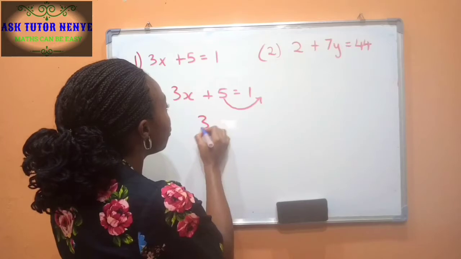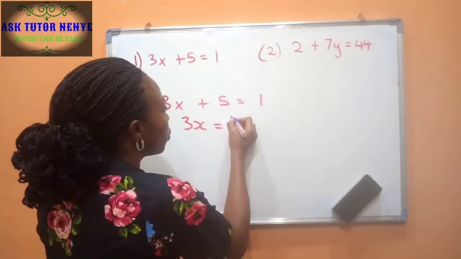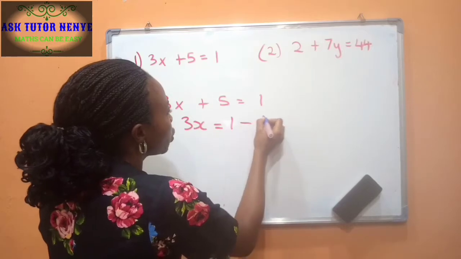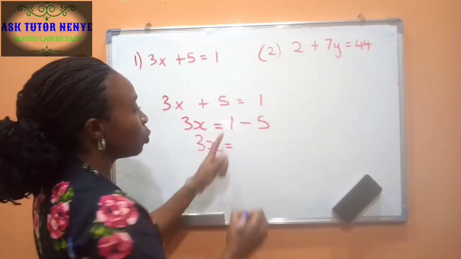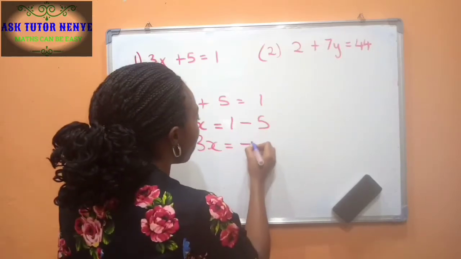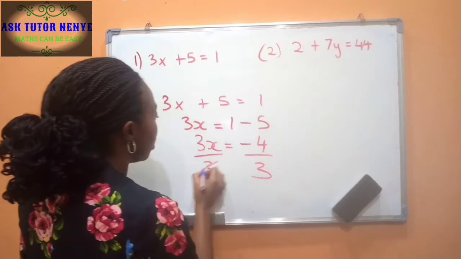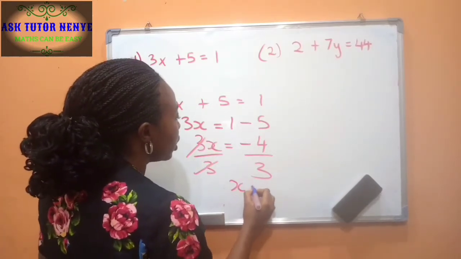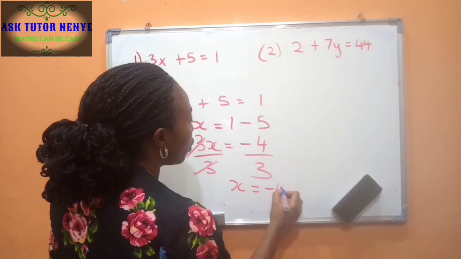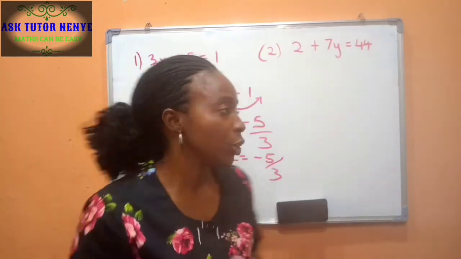So we're going to have 3x equals to, simply move this to the right hand side, 1 minus 5. So we now have 3x equals to 1 minus 5 gives us minus 4. Divide both sides by 3, okay? When we do that, we are going to have x is equals to minus 4 over 3. Okay, how about the transverse method?